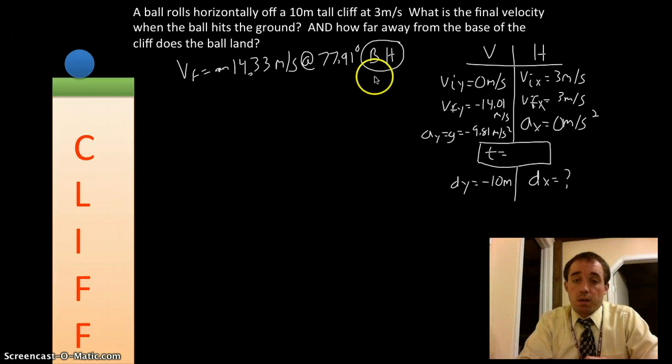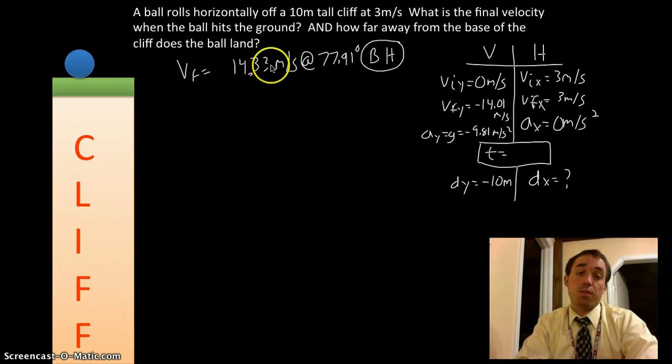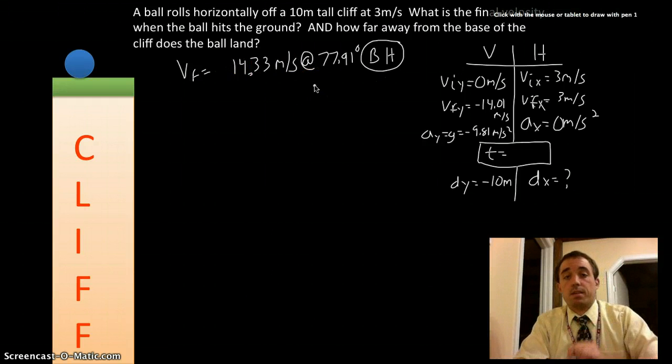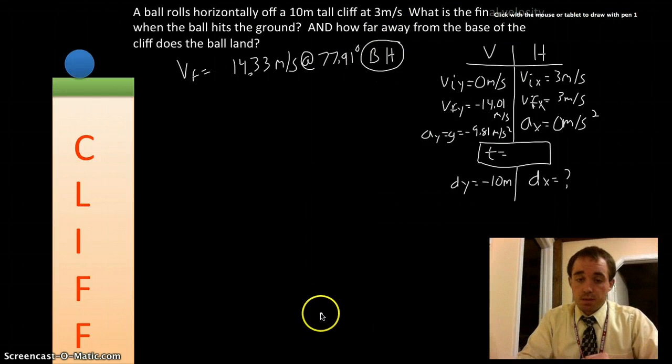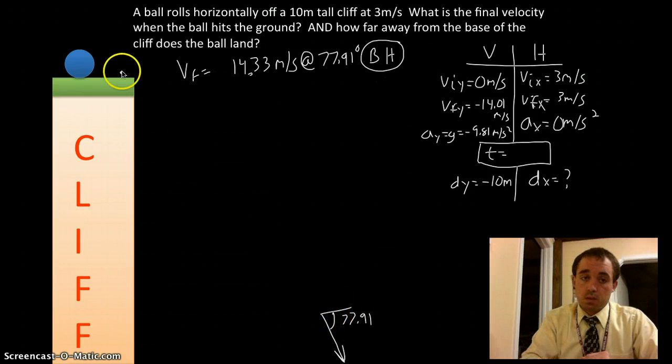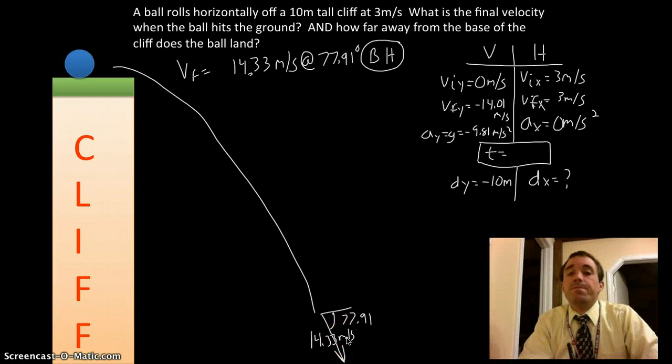You can actually just write it as BH. If it were something above the horizontal, which this one's not, you could write it as AH for future reference. But like I said, this one is just right before it hits the ground. It is going at 14.33 meters per second, and it is 77.91 degrees below the horizontal. So it's going to hit the ground with something kind of like that, where this angle is the 77.91 degrees down, there it is, at 14.33 meters per second.